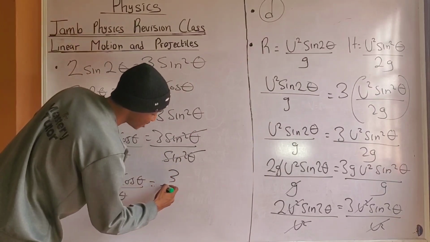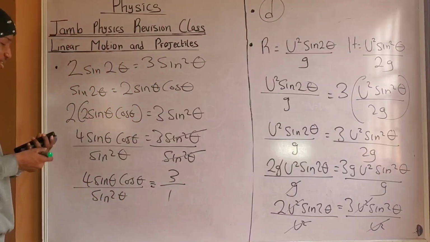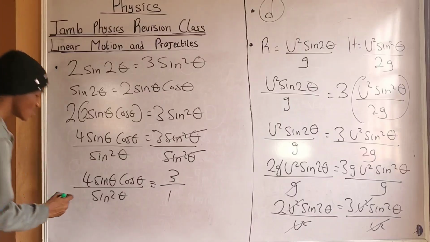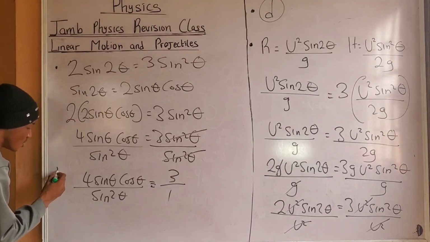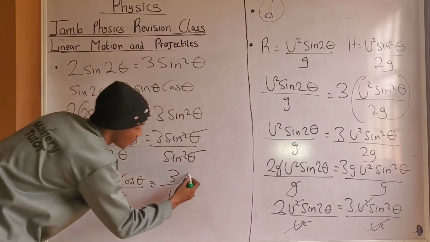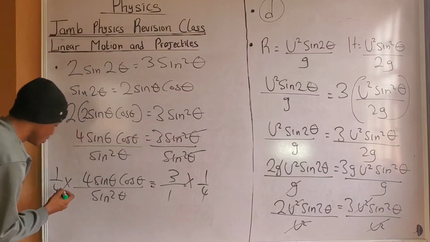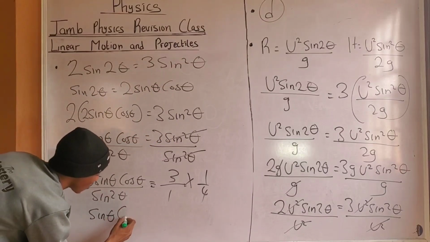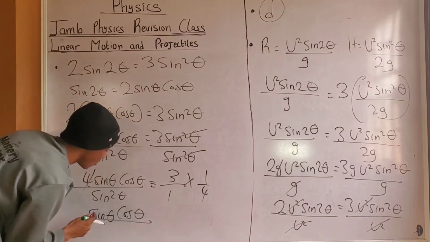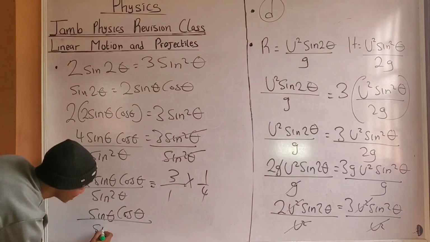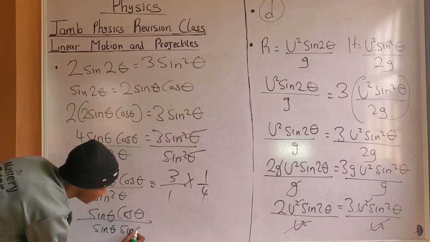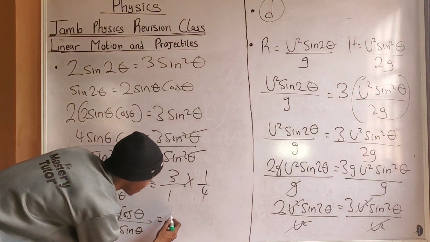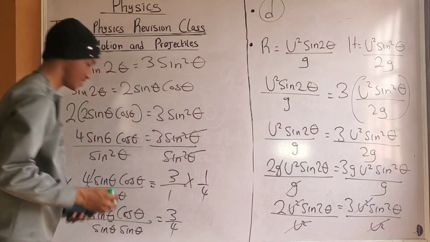Having gotten to this point, the next step is to divide both sides by 4. So the 4 will eliminate this 4. So I'm going to have sine theta cos theta all over sine squared theta. Now, sine squared theta can be written as sine theta times sine theta. So here I'm going to have this equals 3 over 4.